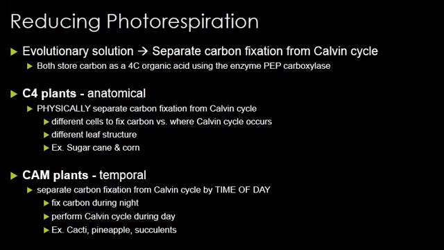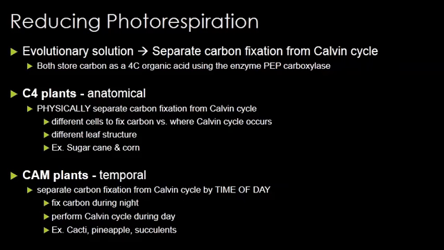Diverse groups of plants have evolved different systems for coping with the problem of photorespiration. So plants that use traditional photosynthesis we call C3 plants because they make 3-carbon sugars. There are 2 other big classes of plants that have found ways around the photorespiration problem.